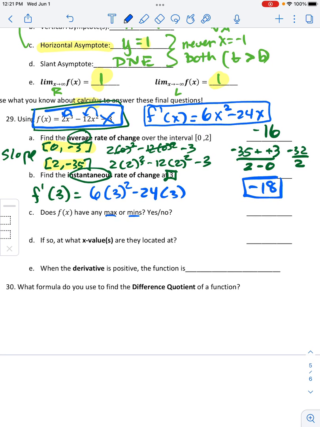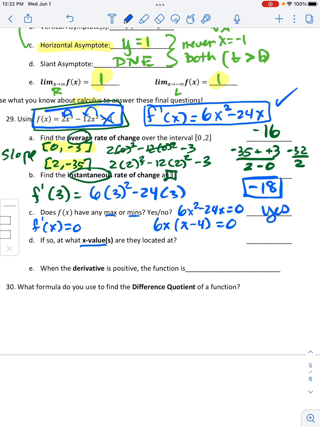Does it have any max or mins? This is a yes/no question. So what that means is there a place where the derivative equals 0? I don't know. Let's take the derivative and see if we can make it equal 0. 6x squared minus 24x equals 0. I have to factor, so I'm taking out a GCF because you got to check first. Pulling out a 6x leaves me with x minus 4. Will that ever equal 0? Yes. If so, at what x values will they be located at? Well, what would make this 0? 0. What would make this 0? 4. So those are the two x values where my max or mins would be located.